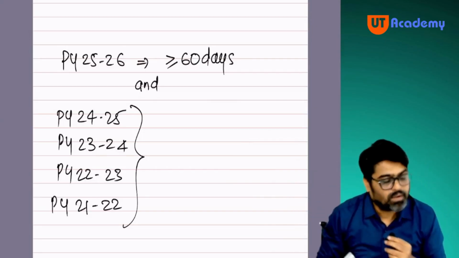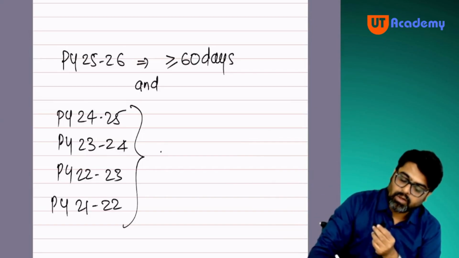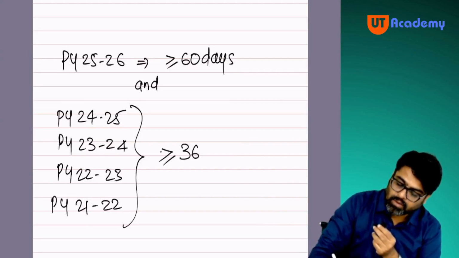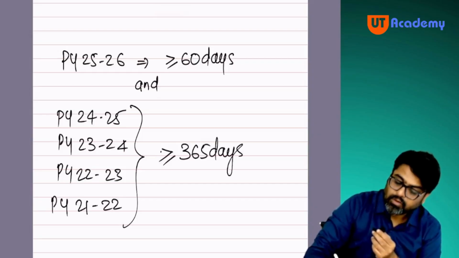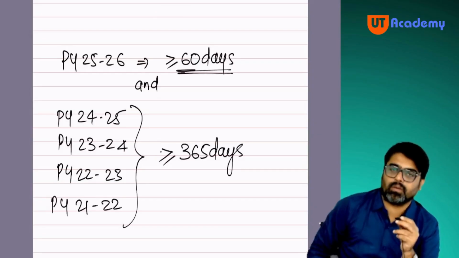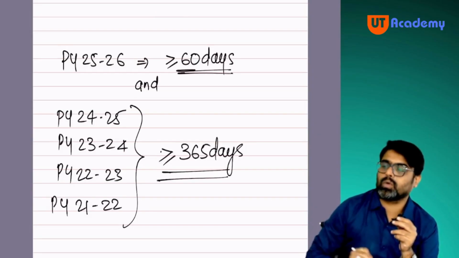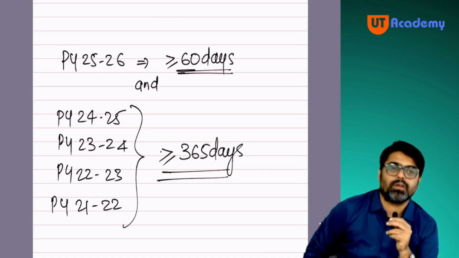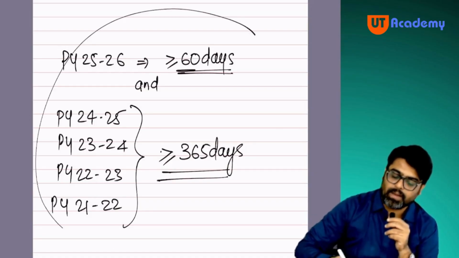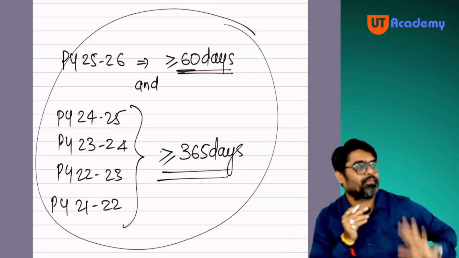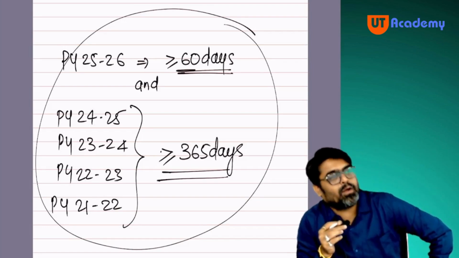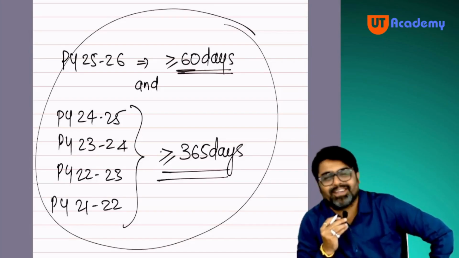Yes or no? During these 4 previous years, your stay should be greater than or equal to 365 days. So in the current year you are staying for 60 days or more, and in the last 4 years your total stay is 365 days or more. If you satisfy both these conditions, it means you have satisfied basic condition B, and then we can call you a resident.